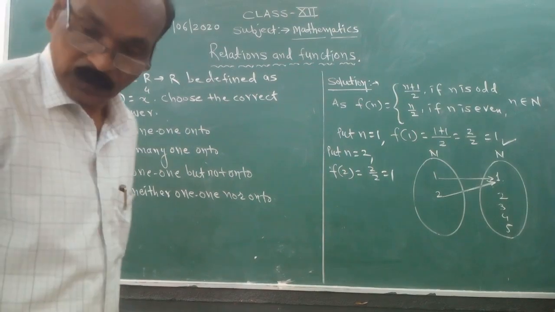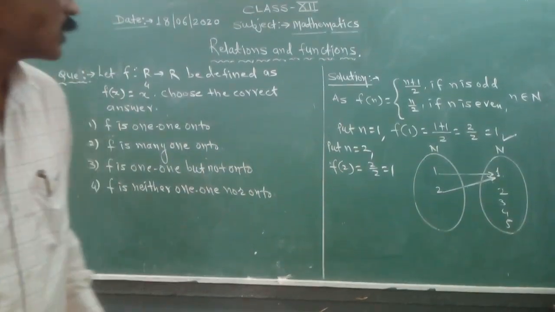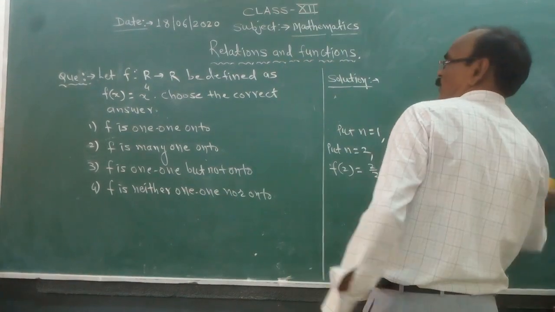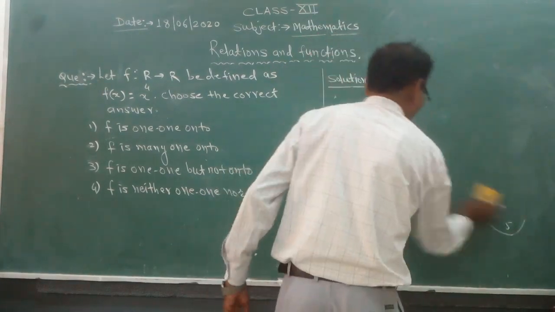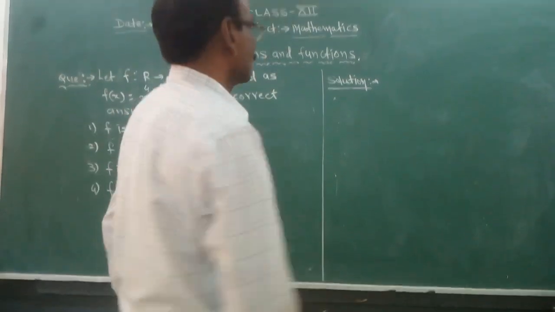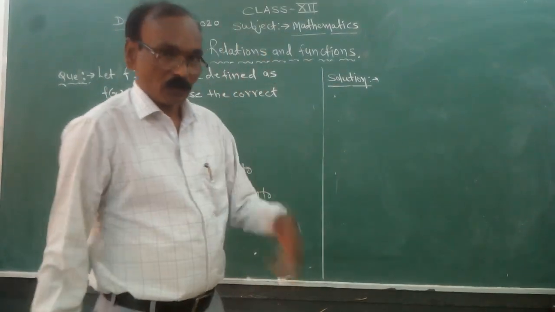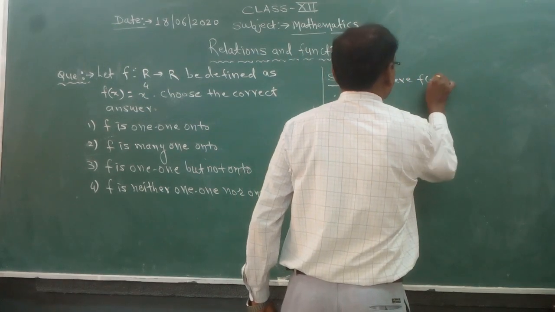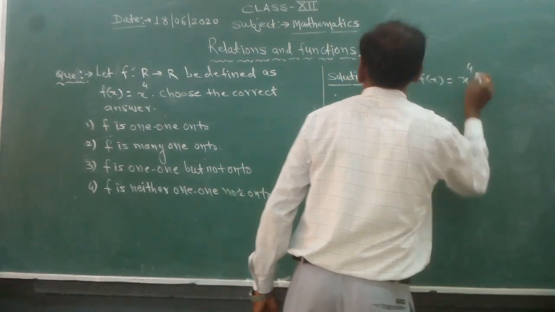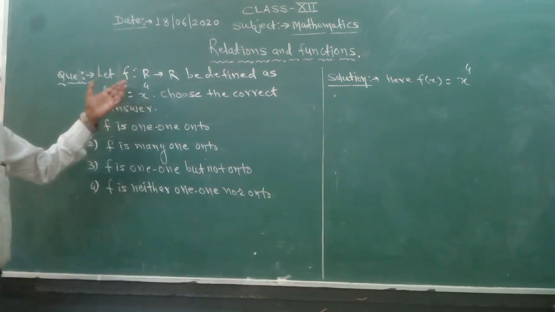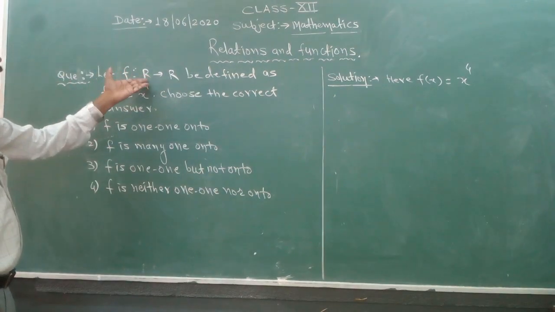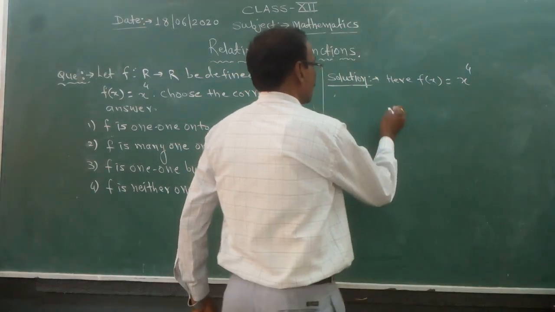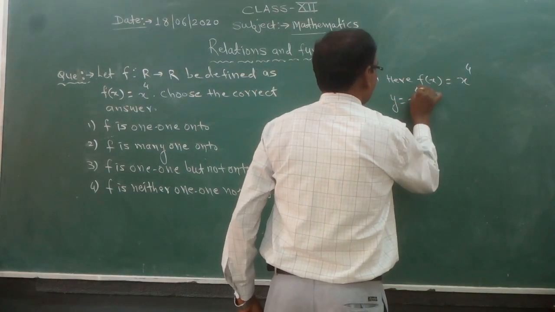Okay, so check this. Here f of x is x raised to the power 4. Let us check for 1-1. This function is defined from real numbers to real numbers. You can take any kind of real number here. So that is y equals x raised to the power 4.